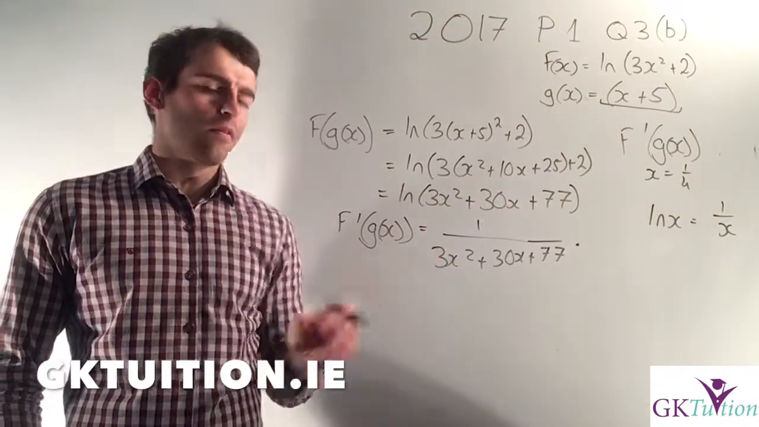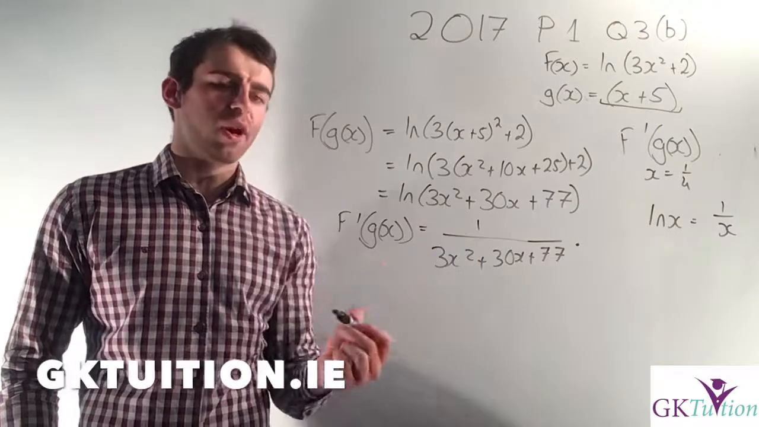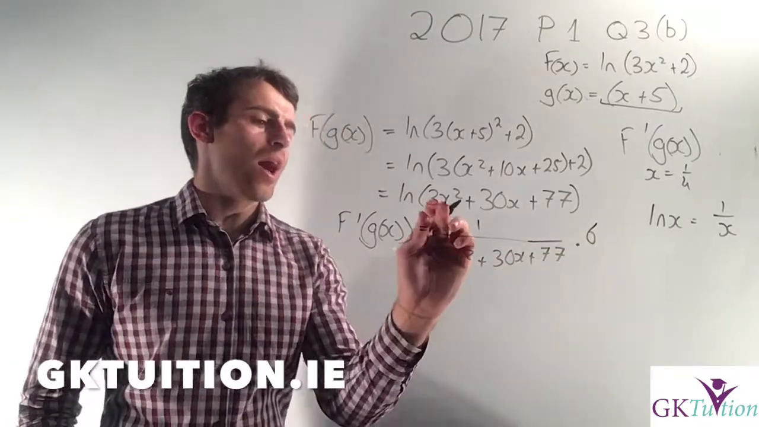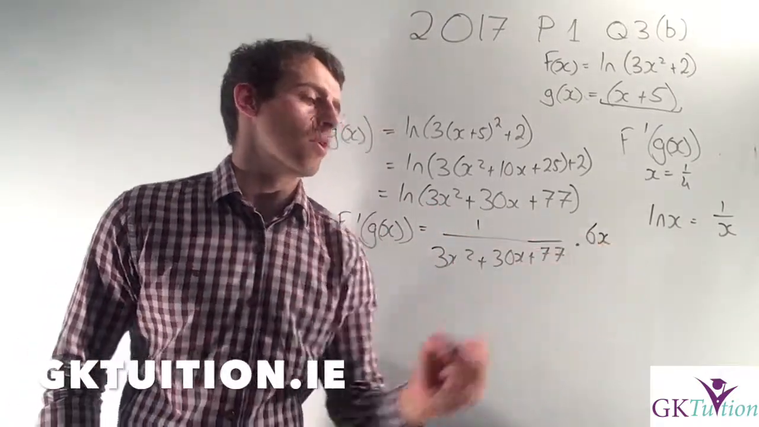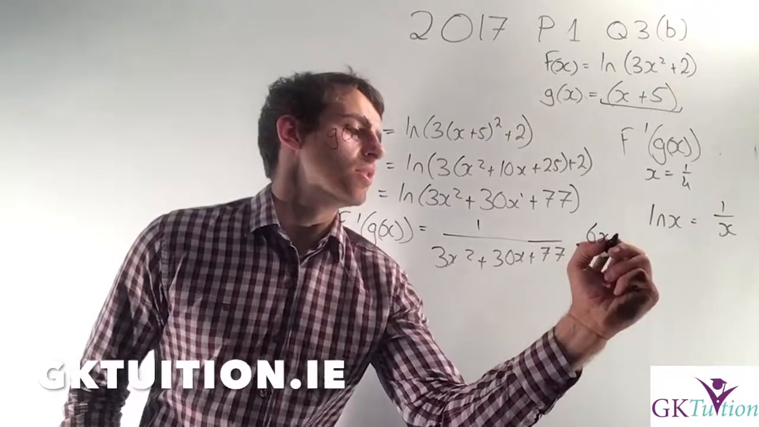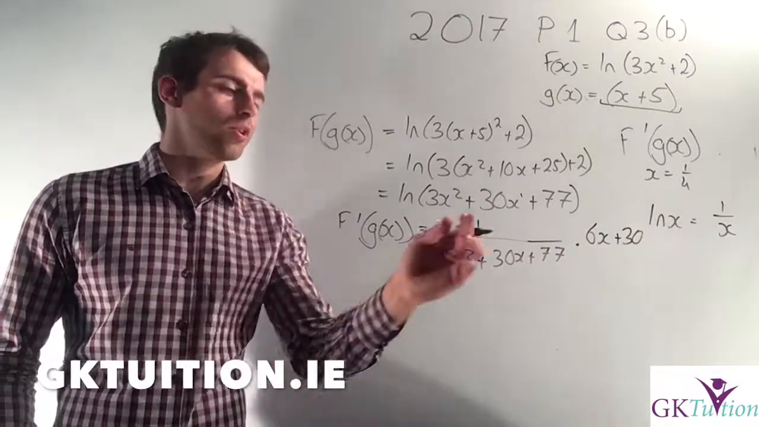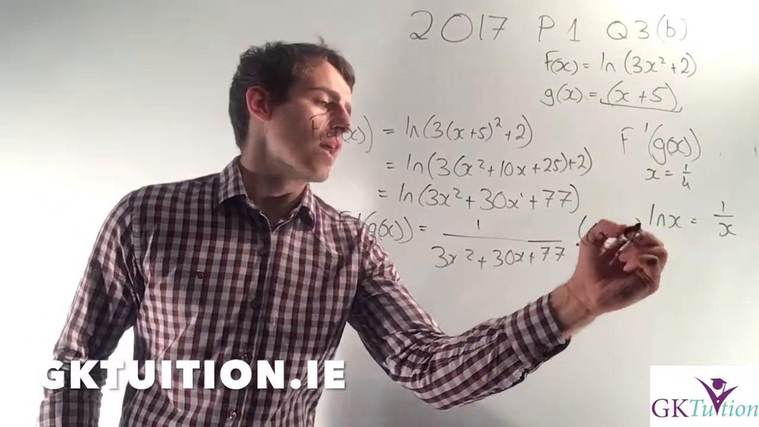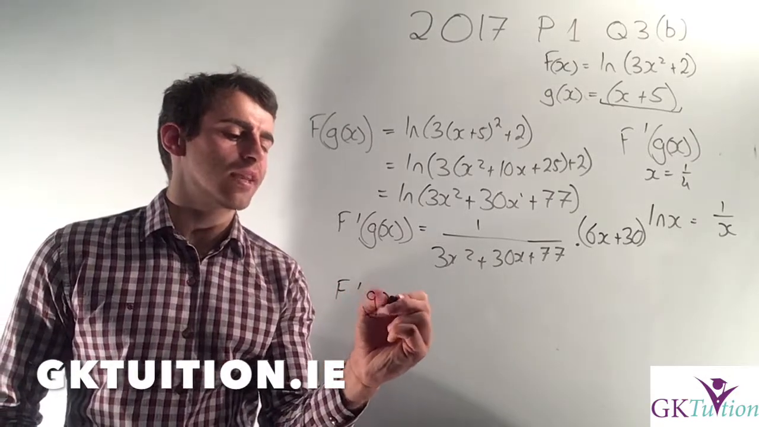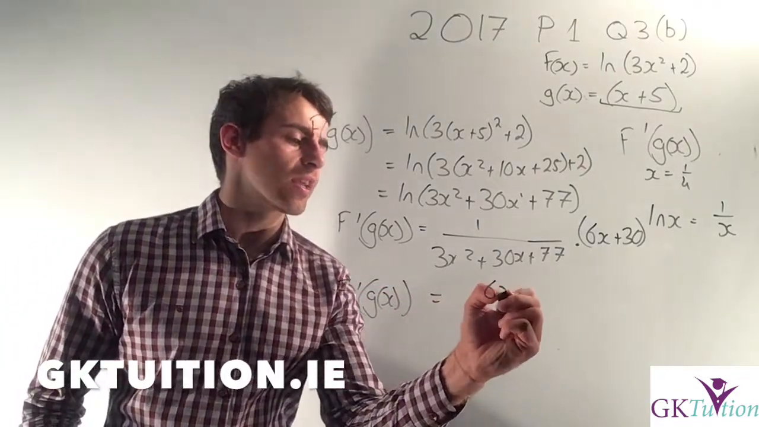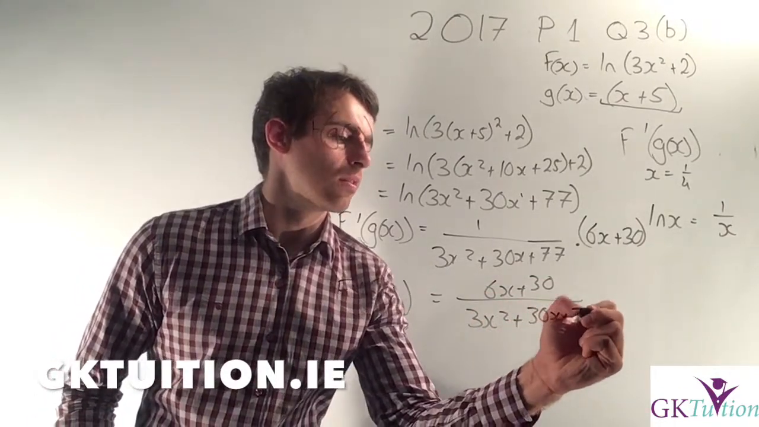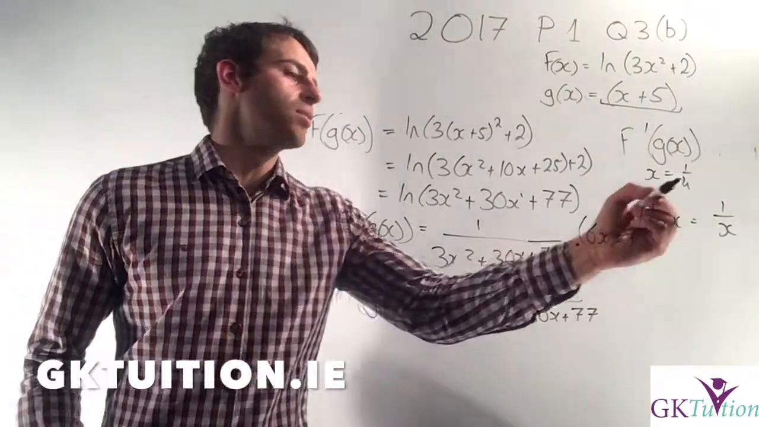So I want to get the derivative of what's in my brackets. The derivative of 3x squared is 6x. So the 2 comes in front, 2 multiplied by 3 is 6, and the power of x decreases by 1, so it becomes x to the power of 1. This is 30x to the power of 1, so the power comes in front, 1 by 30 is just 30, and I decrease the power of x by 1, so it becomes x to the power of 0. So the derivative of the algebra in that case is 6x plus 30. So now I know that my f dash g of x is (6x plus 30) divided by (3x squared plus 30x plus 77).